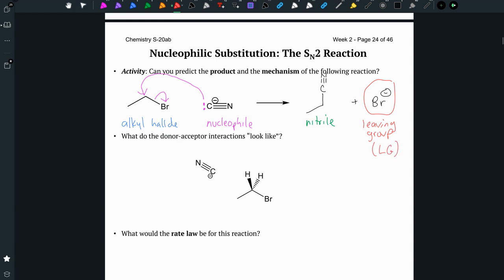We will see there are some other leaving groups besides halides, but we're going to start by just saying our leaving group in the SN2 reaction is going to be a halide to start.